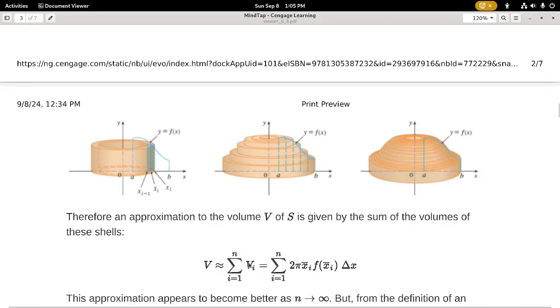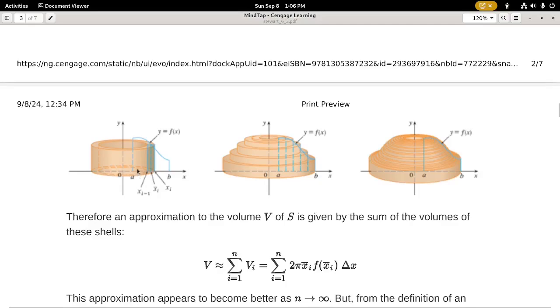To compute that volume v i, it's just circumference times height times thickness. The circumference is just 2 pi times the radius of this thing. The radius comes out to the point x i bar right here, so there's the circumference. The height goes from y equals 0 to y equals f of x i bar. And the thickness is x i minus x i minus 1, which we just call delta x. So that gives us the volume for just one of these.